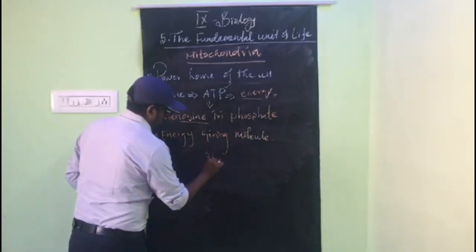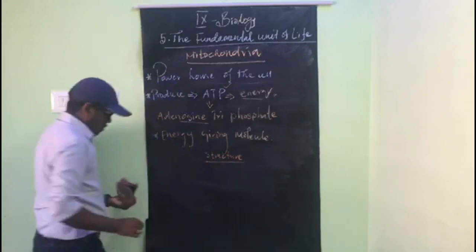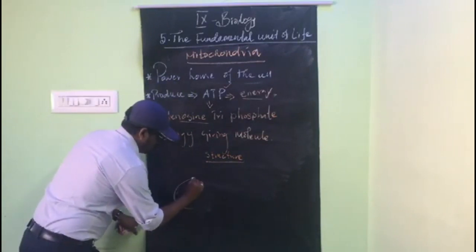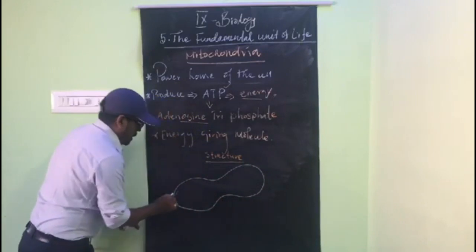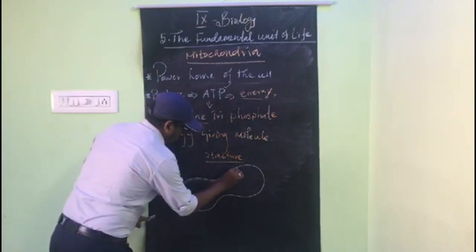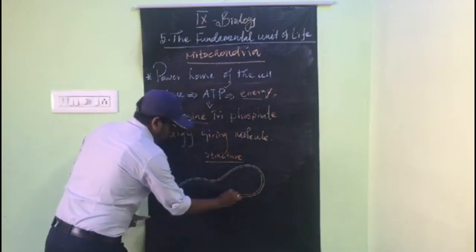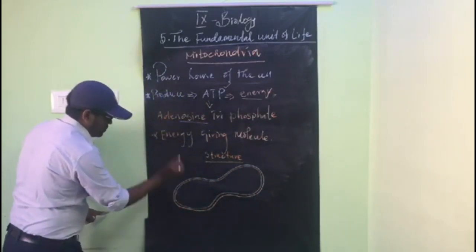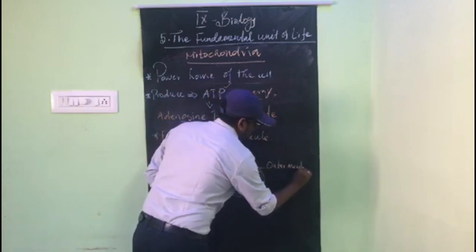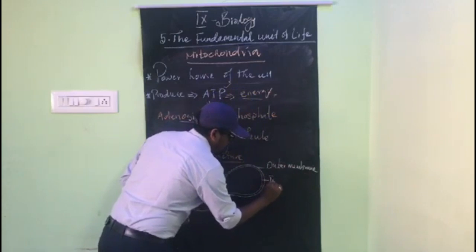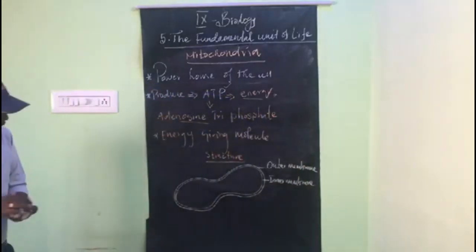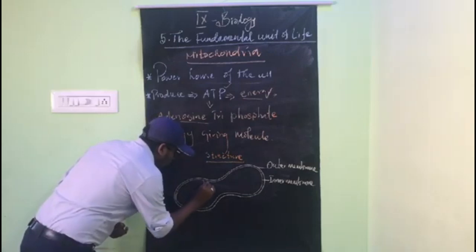Structure. So it is a membrane-bound cell organelle, so there is an outer and inner membrane. This is the outer membrane. This is the inner membrane. Then the inner membranes are folded like finger-like projections.